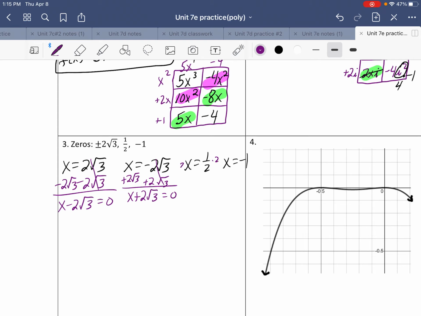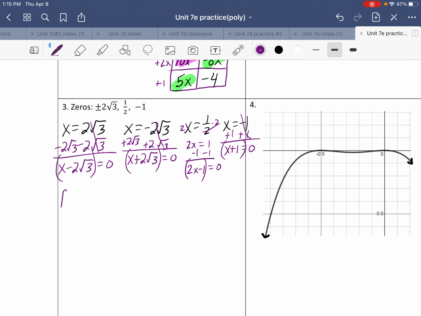We'll multiply by 2. Subtract 1. And you get 2x minus 1. Add 1. You get x plus 1, 2x minus 1, x plus 2 square root of 3, x minus 2 square root of 3. Let's write these together as in the factored form of the polynomial.